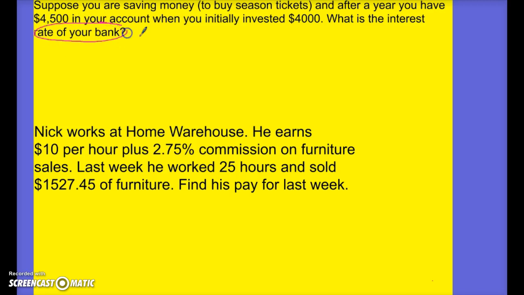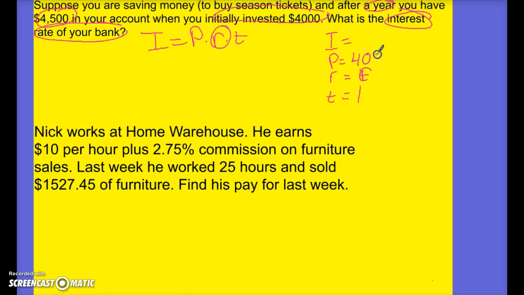Remember, anytime you see the word interest rate, you're going to use the formula I equals P times R times T. You're looking for the rate. You know that it's a year, so I equals something, P equals something, R equals something, and T. You don't know R, so we're going to leave it as R. You know the time is 1 year. You have 4,500 when you initially invested 4,000.